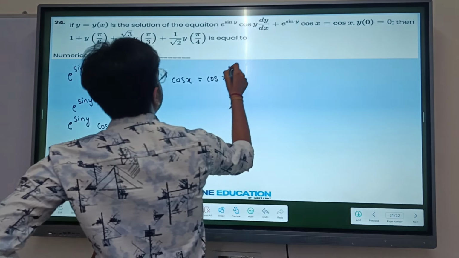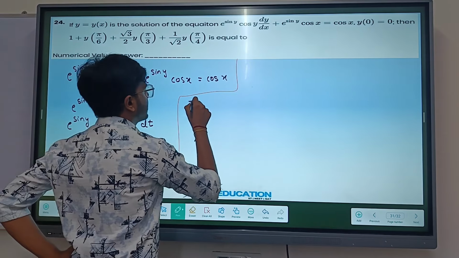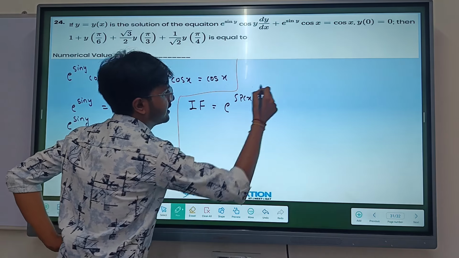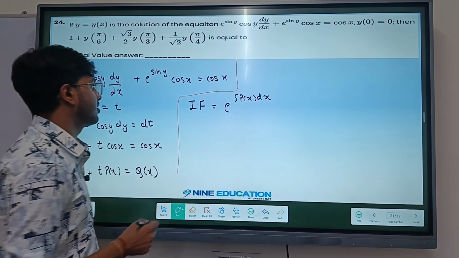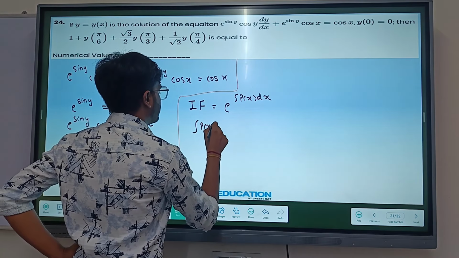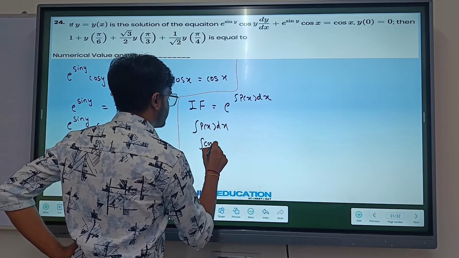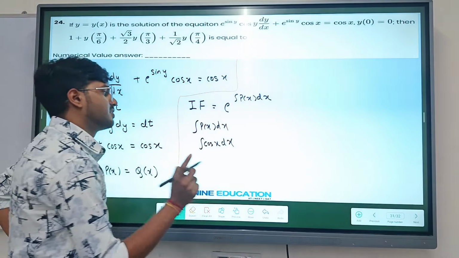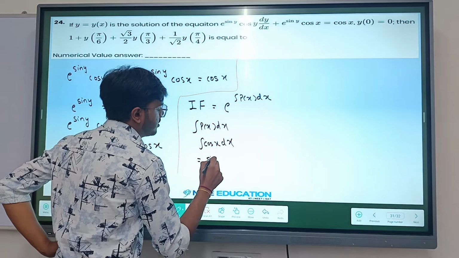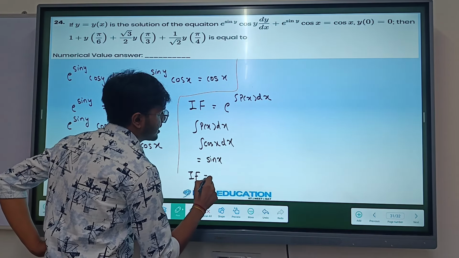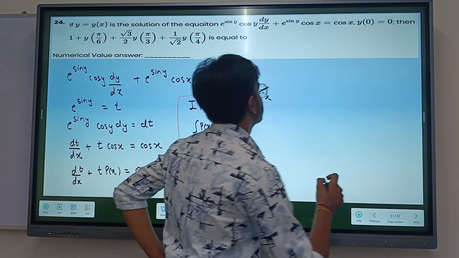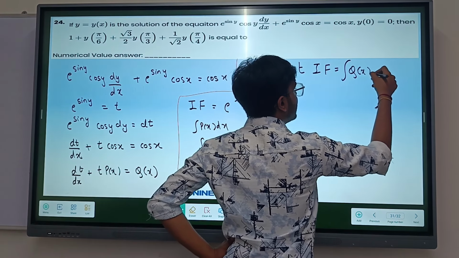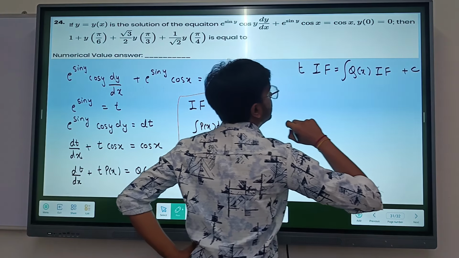So first I need to find the integrating factor. We take the integrating factor as e power integration of p of x dx. What is integration of p of x dx? Integration of cos x dx. What is integration of cos x? Sin x. So the integrating factor is e power sin x, and the solution is t into integrating factor equal to integration of q of x into integrating factor plus c at the end.